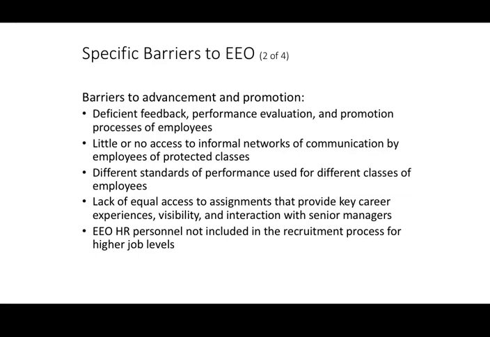Other barriers include little or no access to informal networks of information and communication by people who are in protected classes. What this means is the water cooler, or the good old boys network, or the good old girls network, where information about jobs is only communicated amongst a small elite group of people. So if job opportunities and advancement opportunities are only open to people who go to the golf course, those who don't golf would not have access to that. And this is a real problem, where we assume that the social network that we're surrounding ourselves with is broad and it is inclusive of everybody.